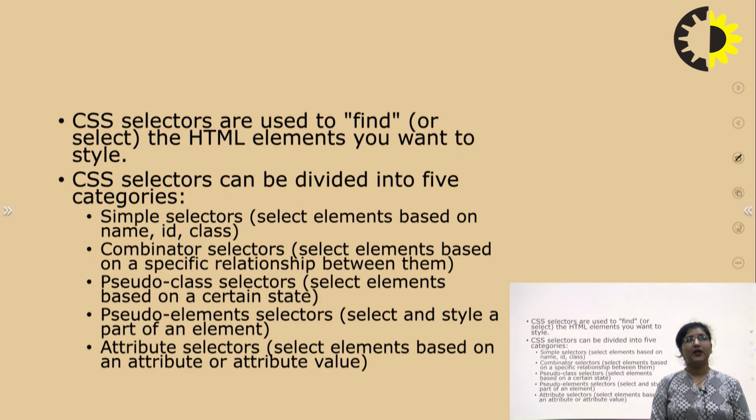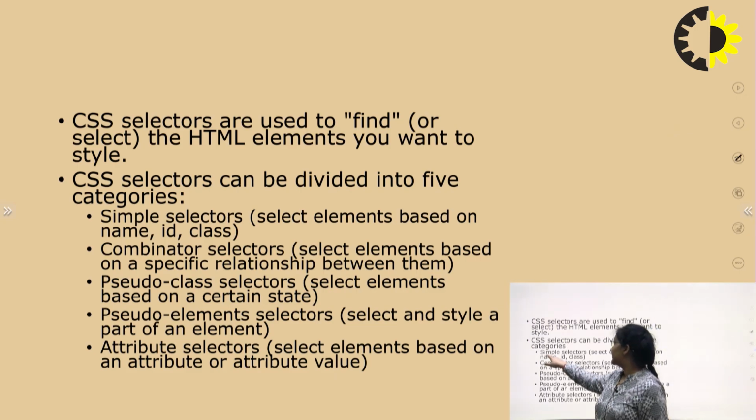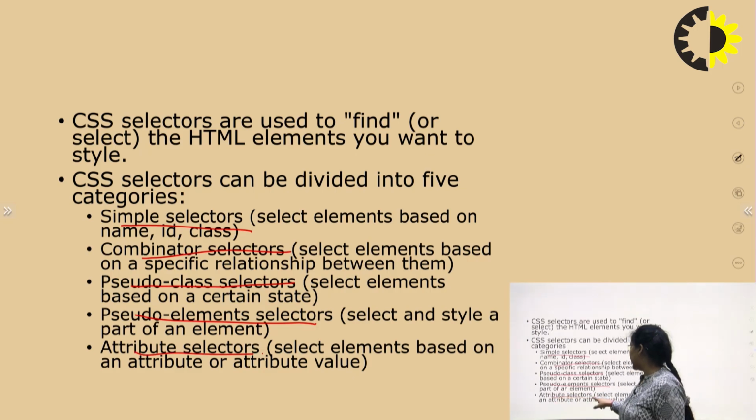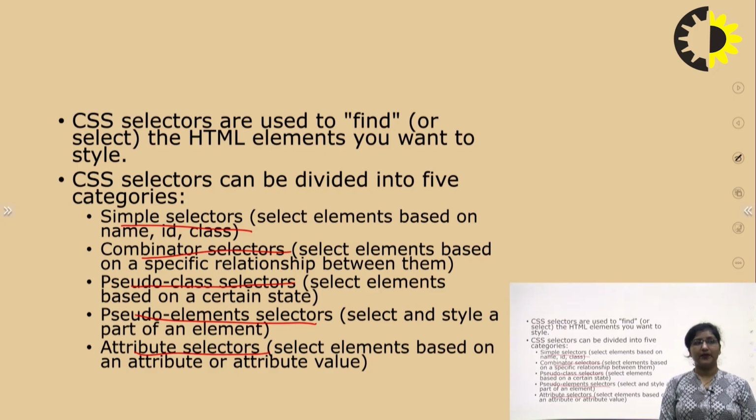Now, next comes the various CSS selectors, which are used to select the HTML elements that we want to style. Basically, the CSS selectors are divided into these 5 categories: simple selector, combinator selector, pseudo class selectors, pseudo element selectors, and finally the attribute selectors. Now, let's see what these selectors do one by one.